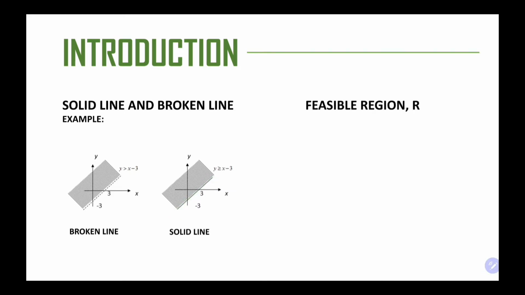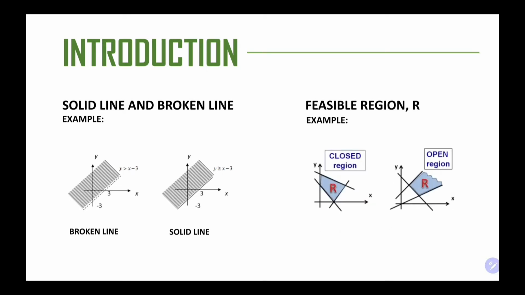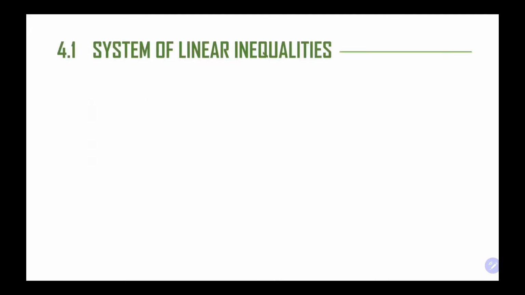And last is the feasible region, which we denote as R. For example, we have two regions here. The first one we call a closed region, and the second one is an open region. Now to 4.1 system of linear inequalities.